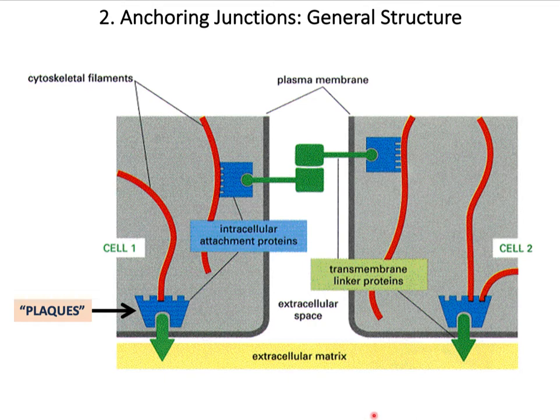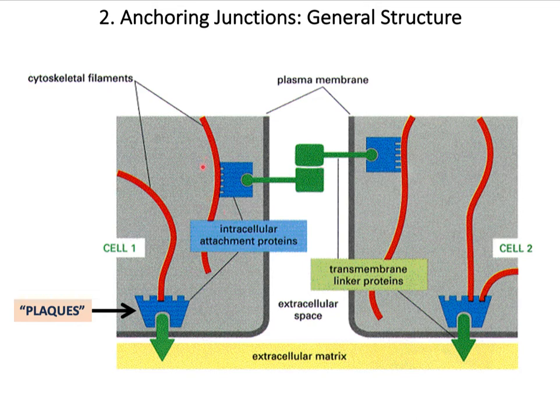What is interesting is that even though there are 4 different kinds of these anchoring junctions, they all have a very similar general structure, which is illustrated in this slide. In terms of the cell-to-cell anchoring junction, there is always some type of transmembrane linker protein, shown in green, which interacts with the transmembrane linker protein of the neighboring cell. So all these junctions are transmembrane proteins that interact with the transmembrane proteins on a neighboring cell.